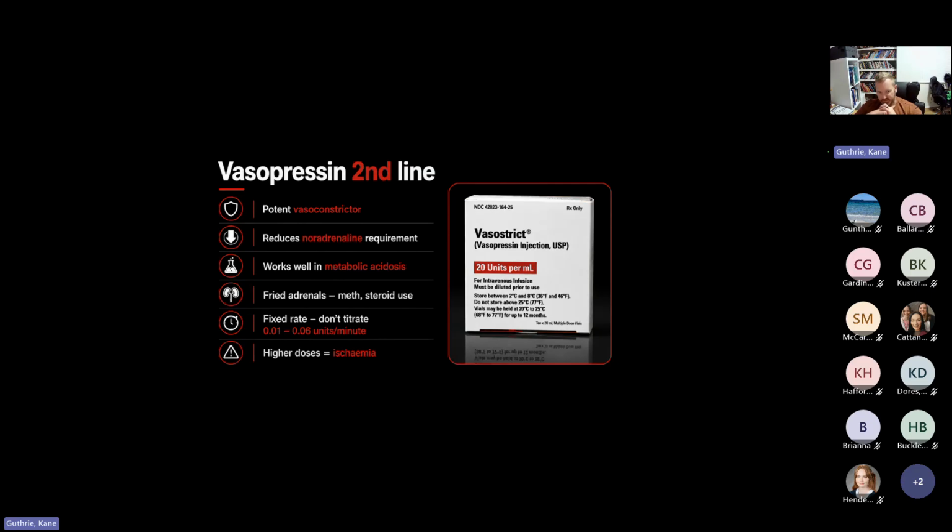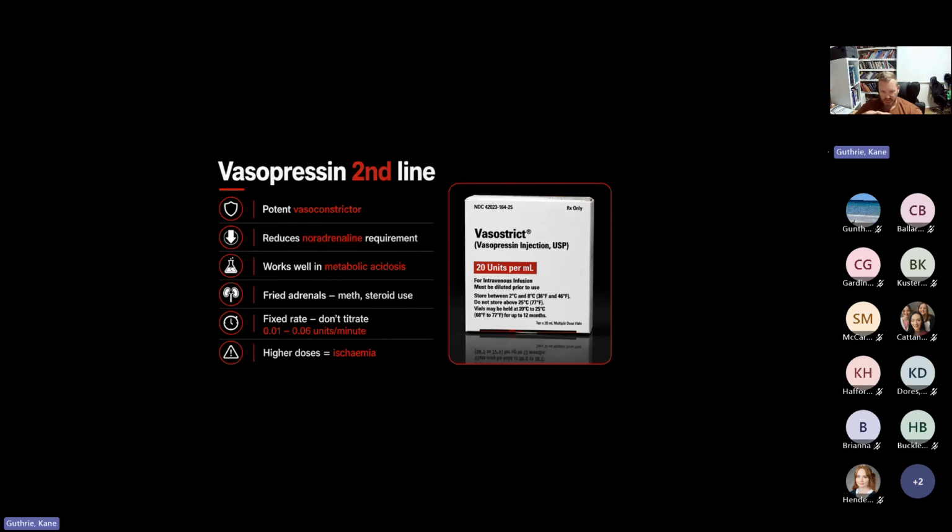And so we like it in patients that have quite a lot of fried adrenals, so those that are on chronic steroid use. I'm talking about corticosteroids, and for those that use meth, because we know meth stimulates your adrenals quite a lot. The thing we know with vasopressin is you don't titrate it up, okay?